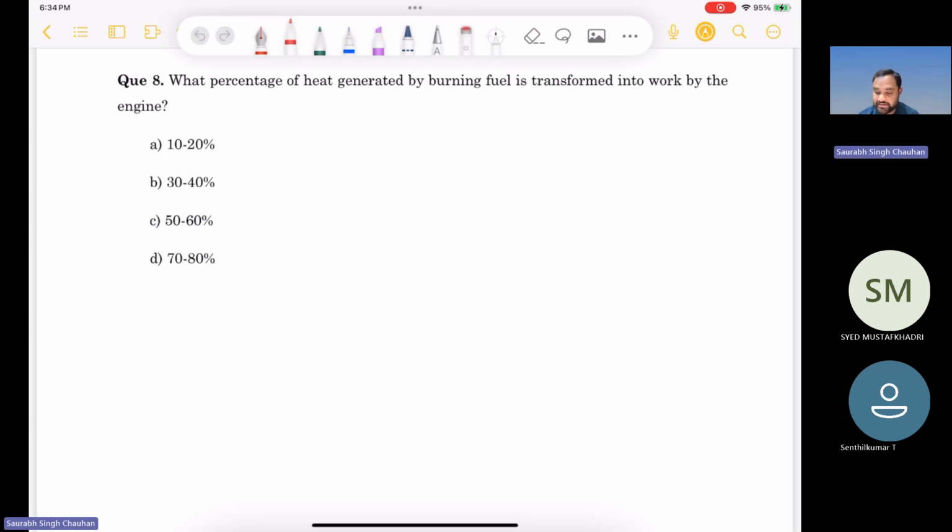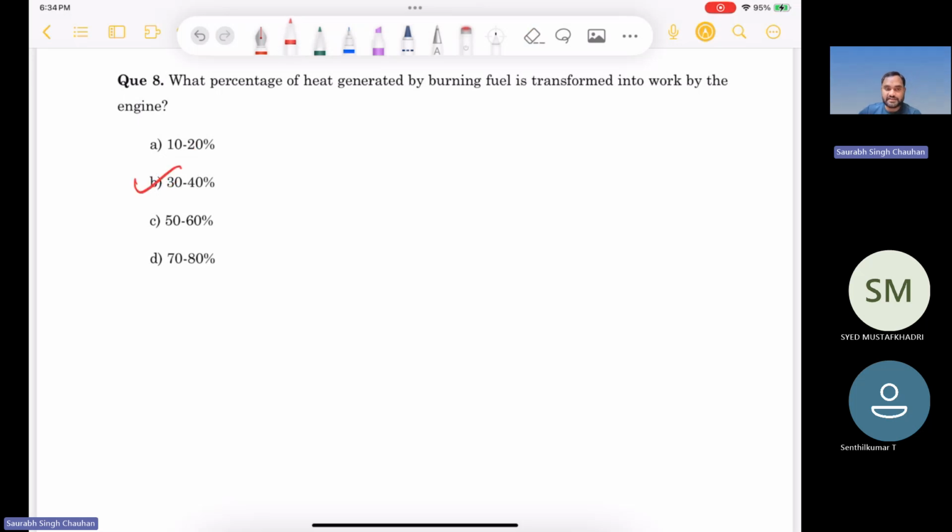This is not 100%. Only a small fraction is converted, and that amount is approximately 1/3. The option 10 to 20, no, this is wrong. This is too less. 70 to 80, again, this is not correct. 30 to 40, it is correct. In most of the cases it is the correct one.